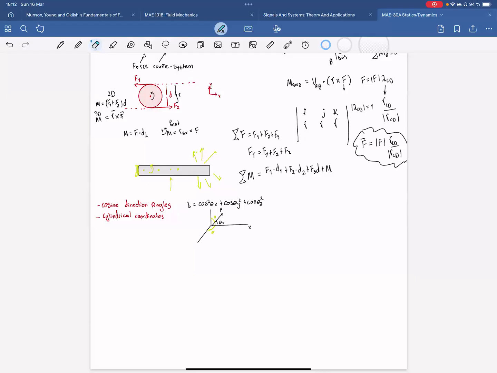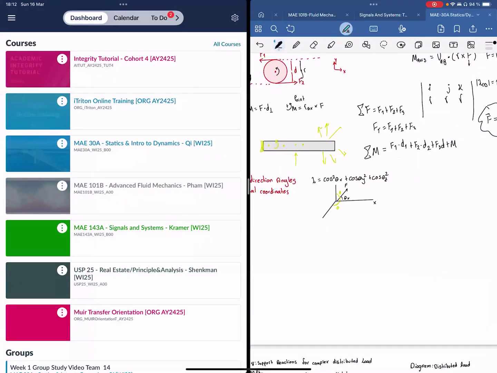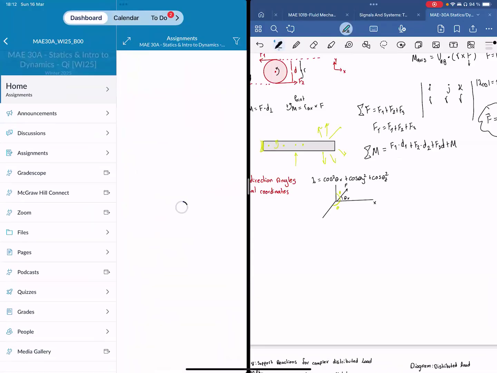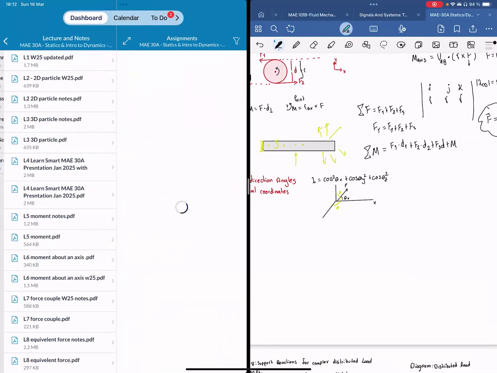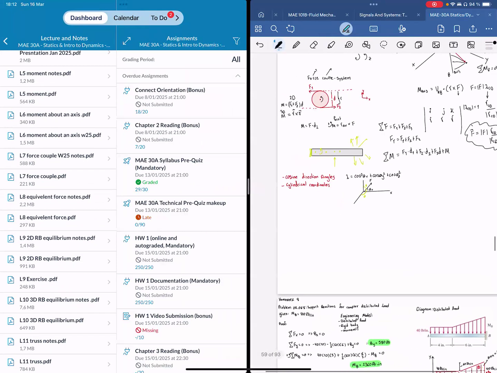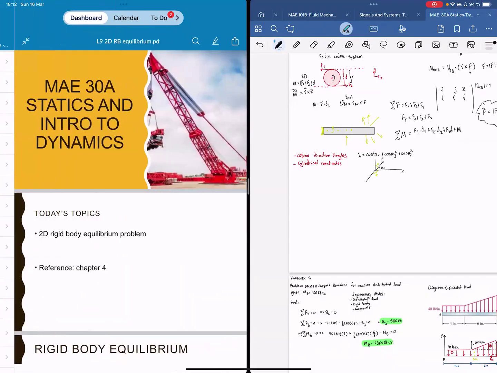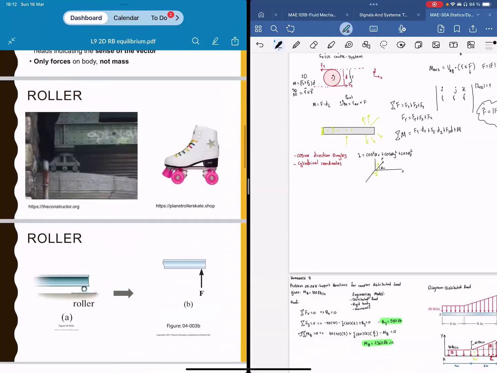Lecture 9 is pretty much based on, let me go to lecture. Oh, I should have done this way before. Nice. Yeah, so lecture 9 is based on reaction forces. I remember pretty well that in this lecture we saw rollers.